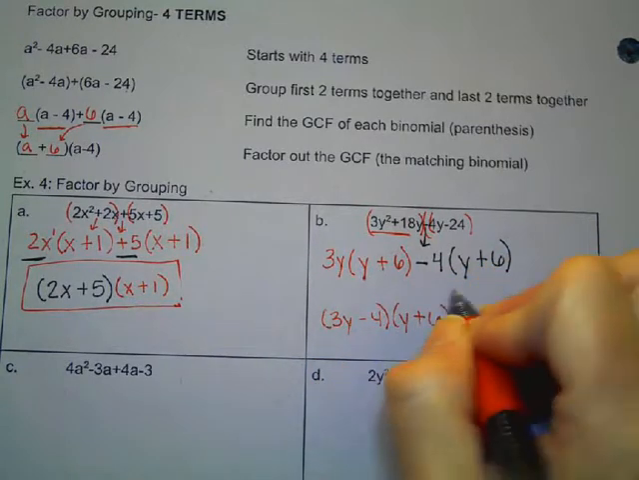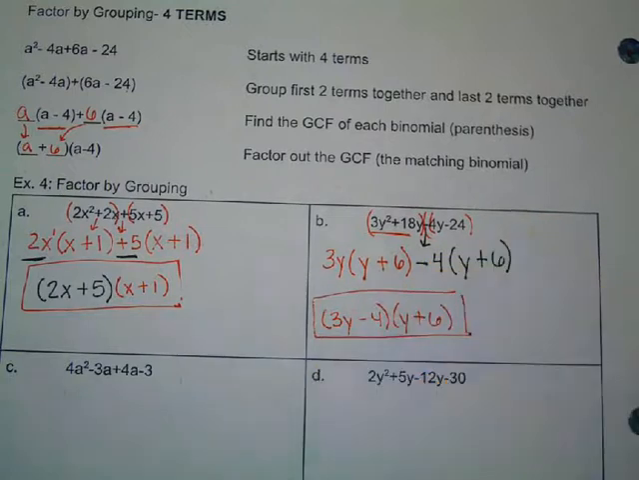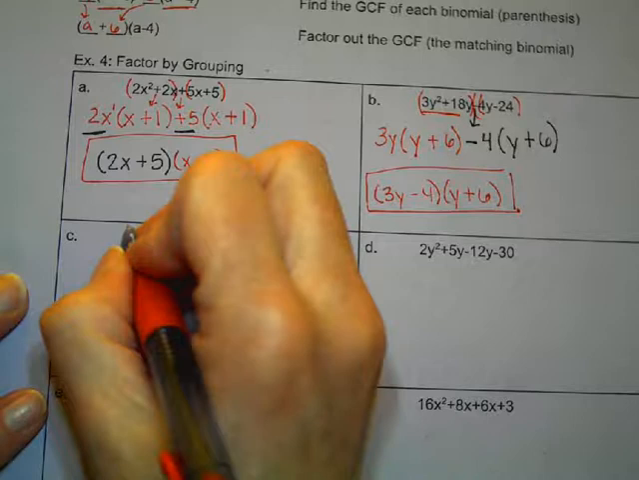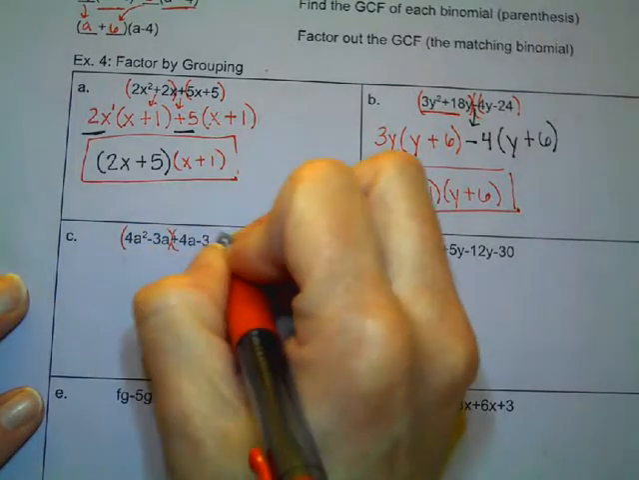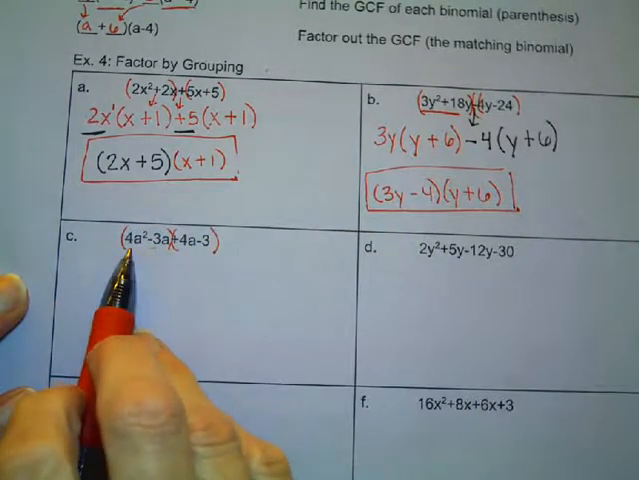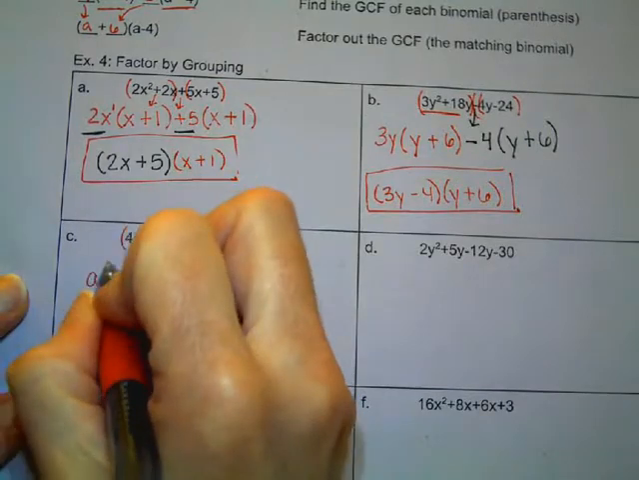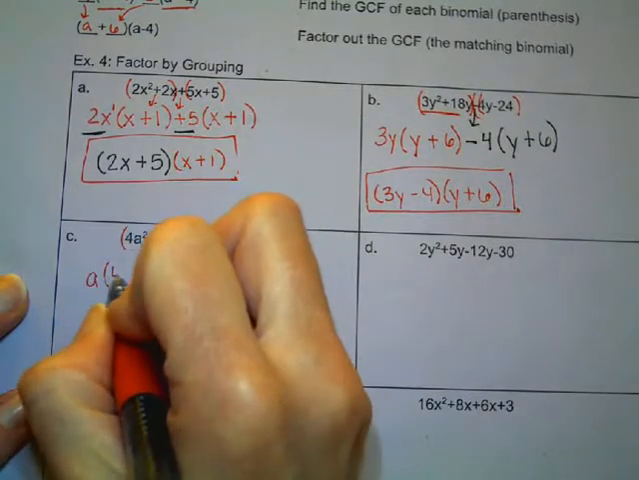Alright, let's try the next one. Group the first 2, group the second 2. These don't have any numbers in common, but they do both have the letter A. So we'll take out an A. So if you take away one of the A's, we just have 4A minus 3. I'm going to bring down my plus sign here.